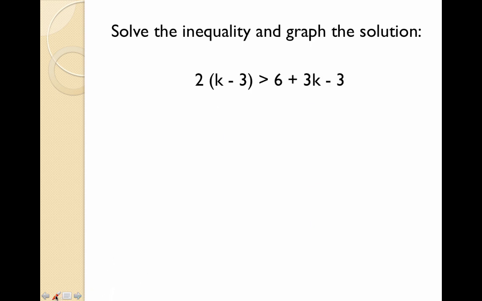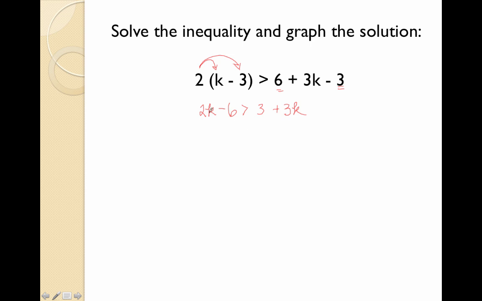All right, so now I need to remember the S part of SID because I've got several terms going on here on either side of my inequality. So on this side, I'm going to have to distribute. That's going to give me my 2k minus 6. On this side, I've got like terms, which I'm going to have to combine. So I've got a 6 and a negative 3, so that's going to combine to 3 plus 3k.